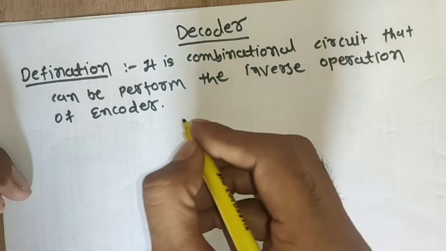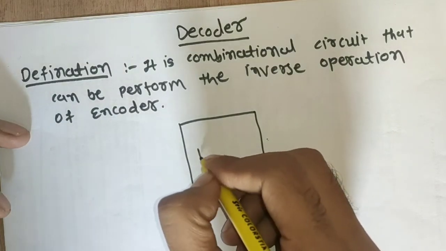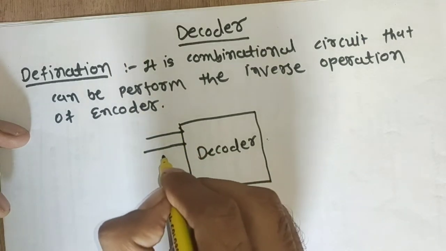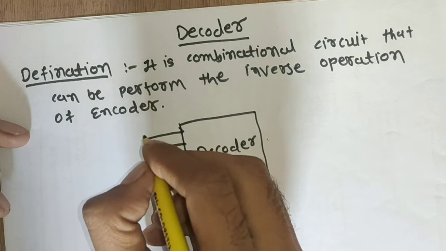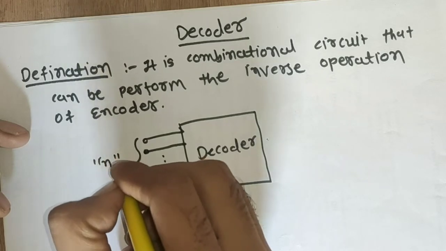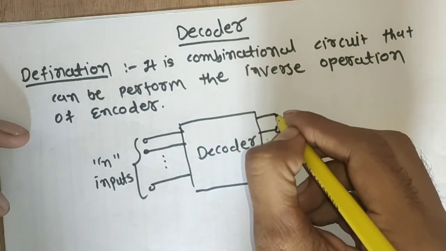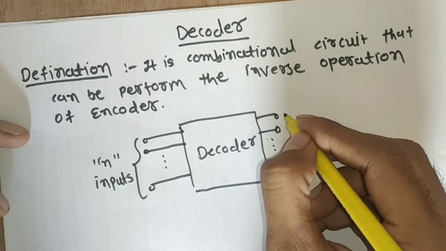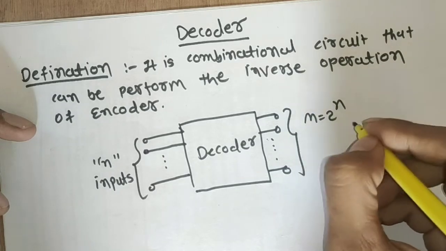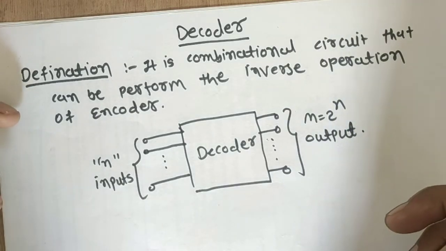Now, designing the block diagram of a decoder. This is the decoder, and we can apply different inputs. These are all the input signals, and the number of inputs is represented as n. This is the output of the decoder. These are the m outputs, where the maximum value of m equals 2 raised to n. So this is the basic block diagram of the decoder.